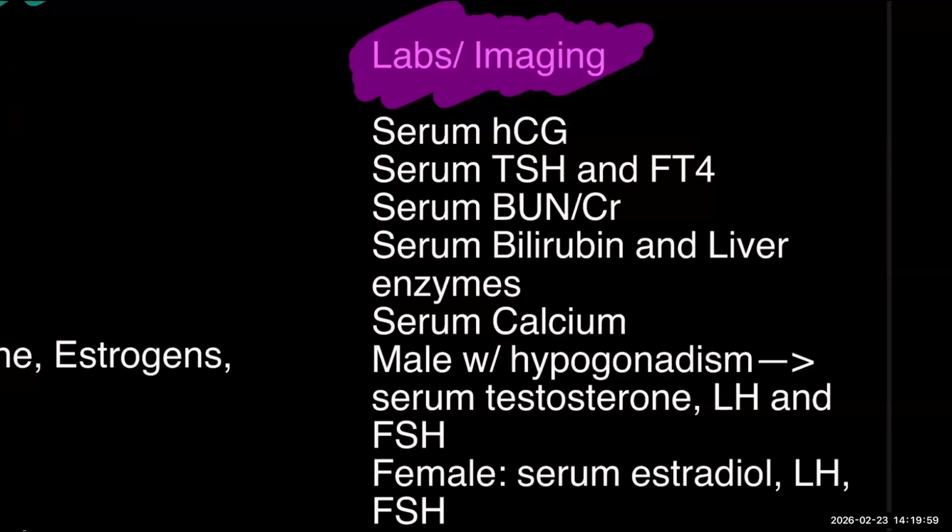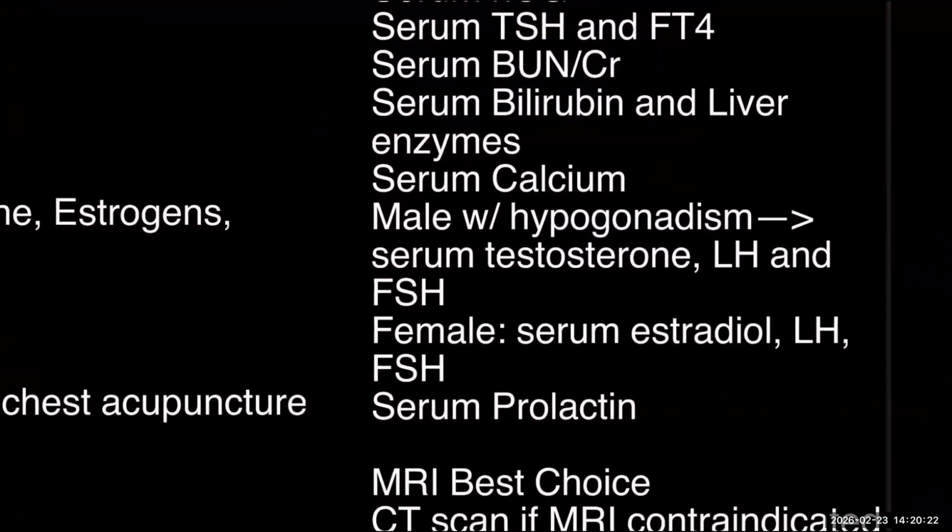If a male has hypogonadism, we're going to talk about that on Thursday. Check testosterone, LH, and FSH, because if they're having testicular atrophy, it means they're not being stimulated to do anything. What stimulates the testes to do something? The LH and FSH. So you have to work backwards and see what's going on. Females, check your serum estradiol, the estrogen, LH and FSH, and obviously your serum prolactin levels, and see if they're elevated at all.